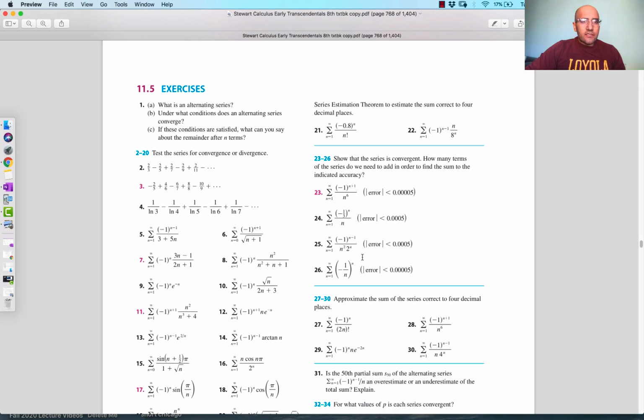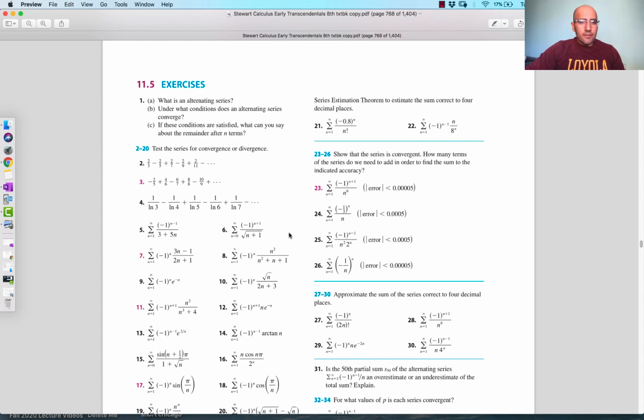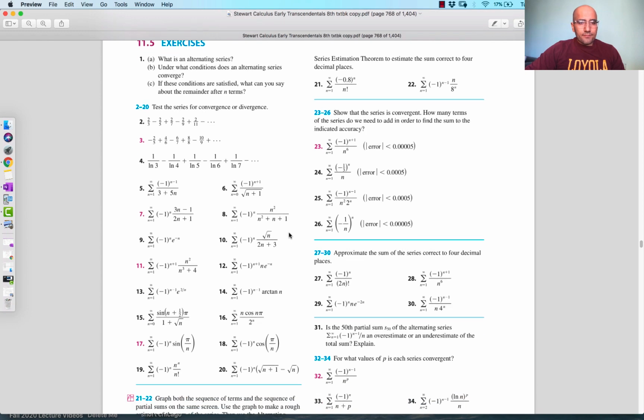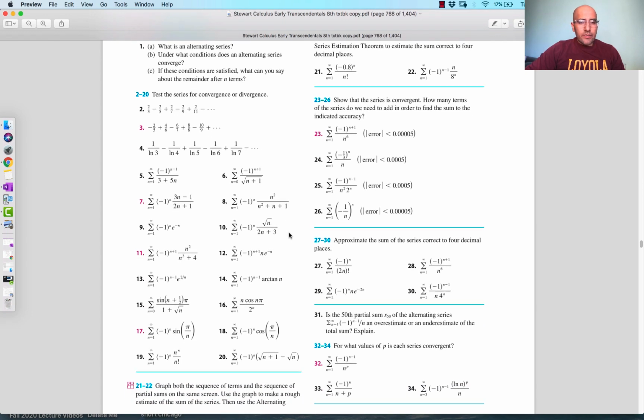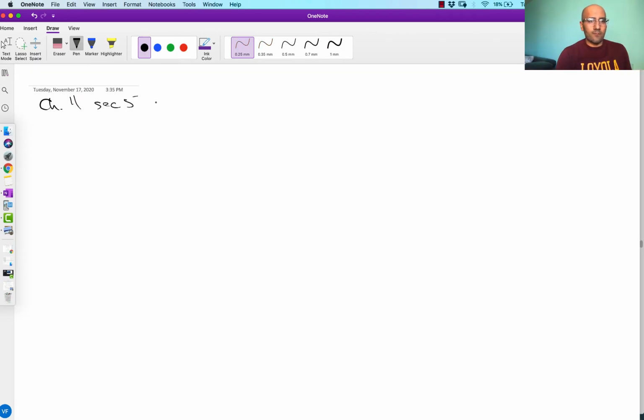Okay, so here are the exercises from chapter 11, section 5. Let's take a look at a couple of these. When we start with, say, something like number 8, we have negative 1 to the power of n times n squared over n squared plus n plus 1. So the sum as n goes from 1 to infinity of negative 1 to the n power times n squared over n squared plus n plus 1.